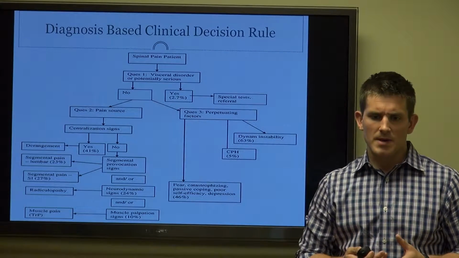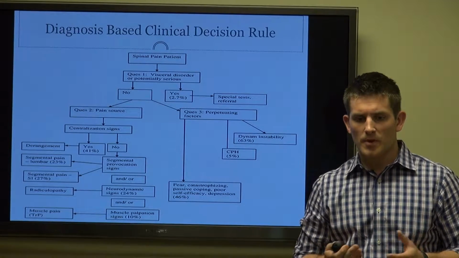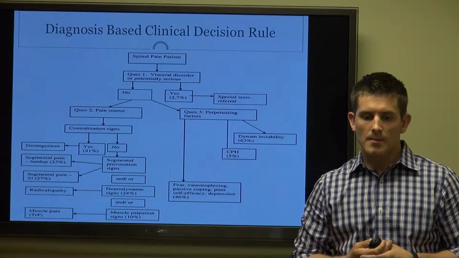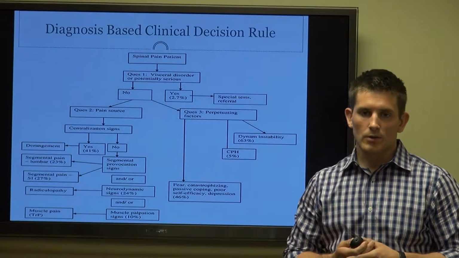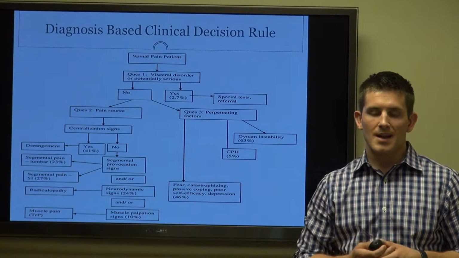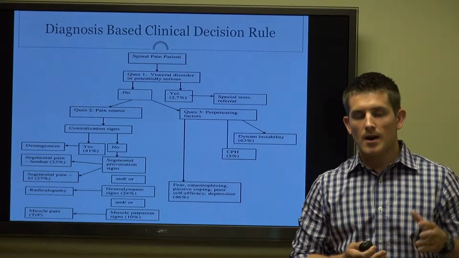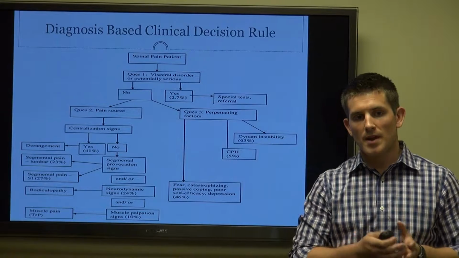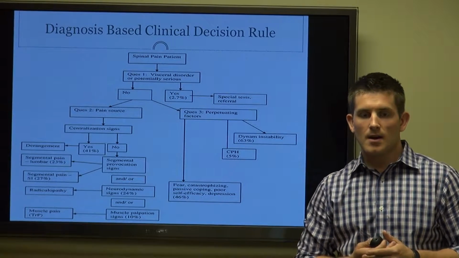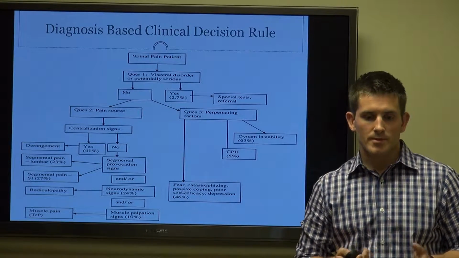So with the diagnosis-based clinical decision rule, we come up with very simple algorithms. I won't bother to go through the algorithm, but essentially we're going to look to rule out the red flags first, identify the pain generator, number one being the disc and nerve root, and then after that look toward the facets, the SI joint, and possibly muscles as well.